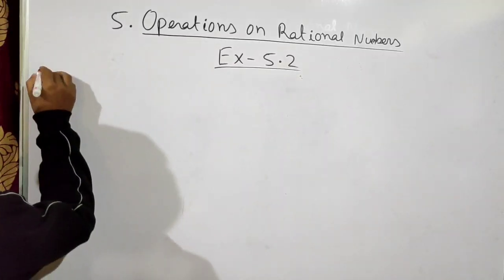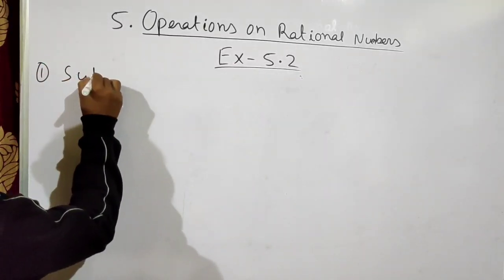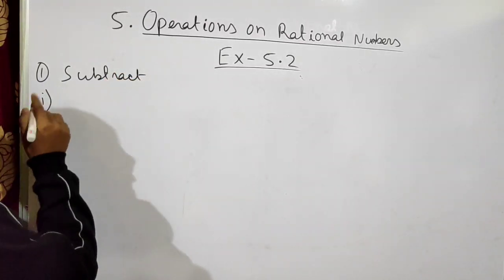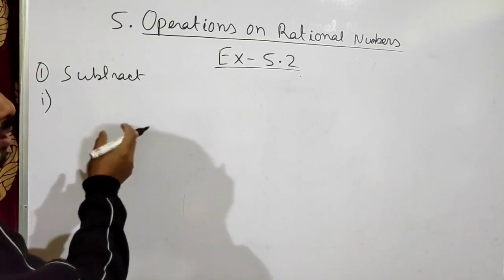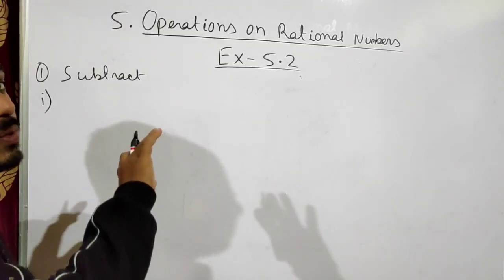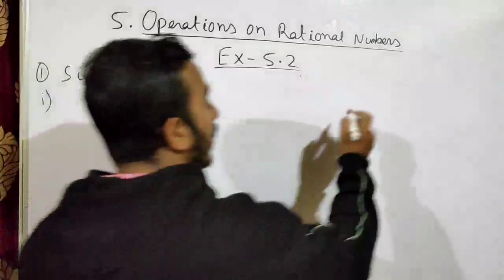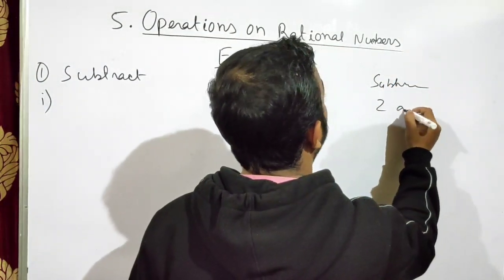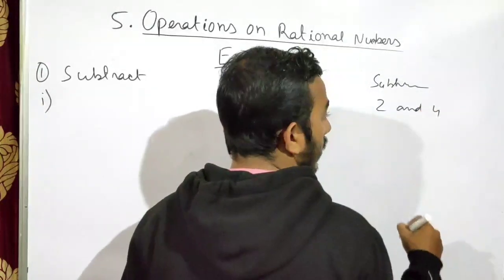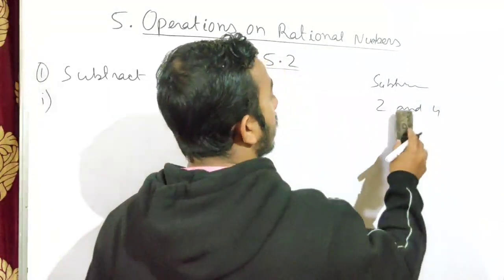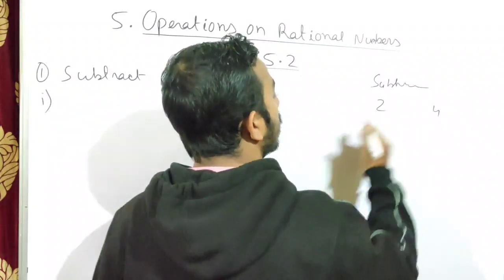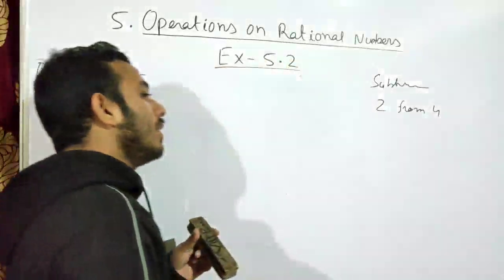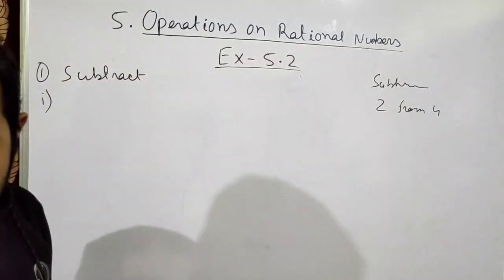So the first one is question number 1, subtract. There is a bit of difference, okay. Earlier, what I solved, we removed the word from, isn't it? The question was just like this: subtract 2 and 4, okay. Now we will be inserting the word from. The question will be like this: subtract 2 from 4. Clear? 2 from 4, okay.